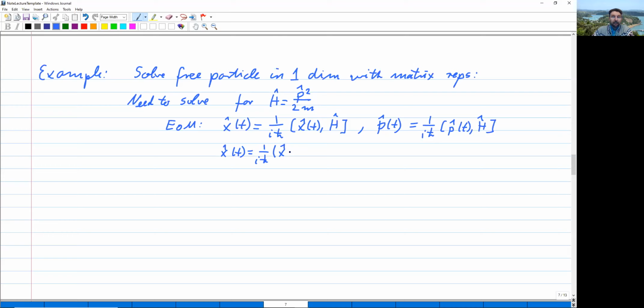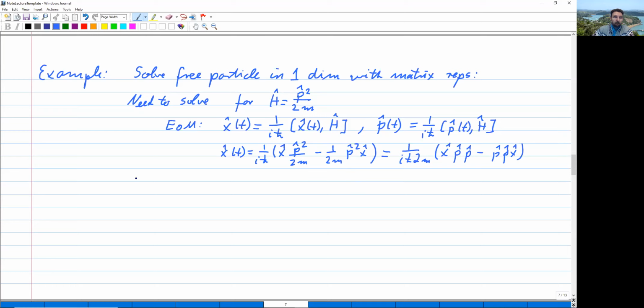x hat, and the H is p hat squared over 2m, minus, and then I should really put this in front, p hat squared x hat, right? Because this is the commutator. I'm just writing out what the commutator is between x hat and H hat. So that's the commutator there. So we can write this as being 1 over iħ 2m, and then x hat p hat squared minus p hat squared x hat.